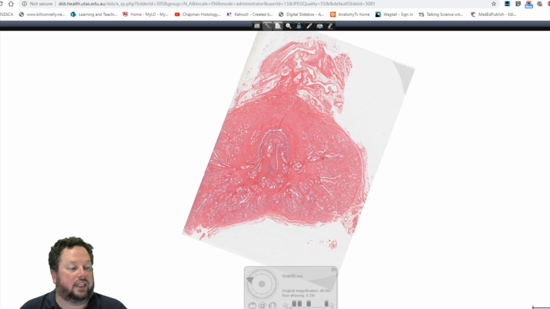What actually are prostatic concretions? That's a very good question. I'm not 100% sure exactly what they are. A lot of the time these things tend to be acids or cholesterol based, but I'm not 100% sure.